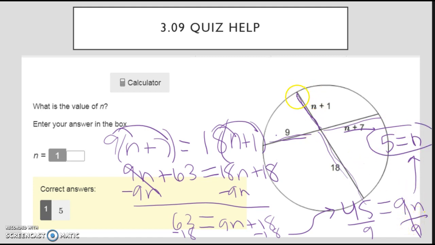So all you do there again is just setting up for these two chords, piece times piece equals piece times piece, and then it's just algebra from there.